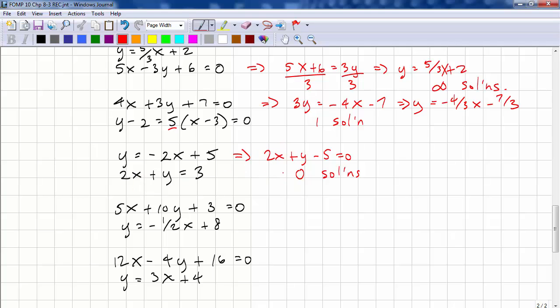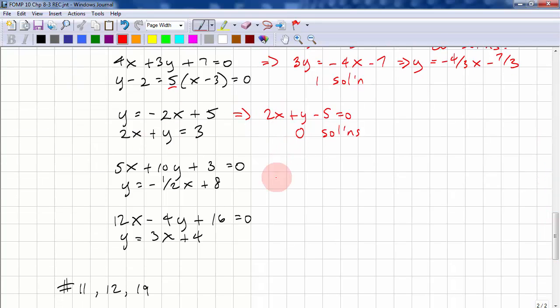These are parallel lines. Next, we can solve for y here. Move everything over to the other side. We get 10y equals negative 5x minus 3. Simplify. We have y equals negative 5 over 10, that's negative 1/2, negative 3 over 10. There's not much we can do about that. Okay, we have the same slope. We have different intercepts. So again, 0 solutions.